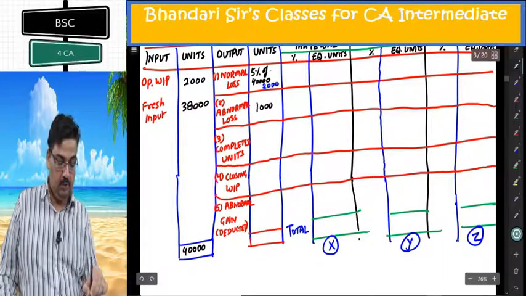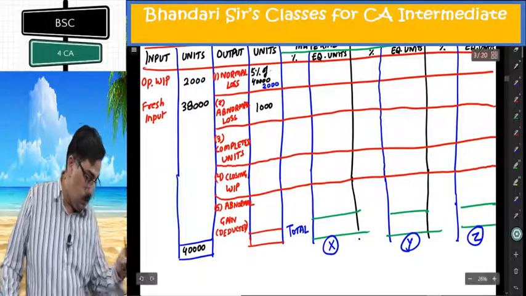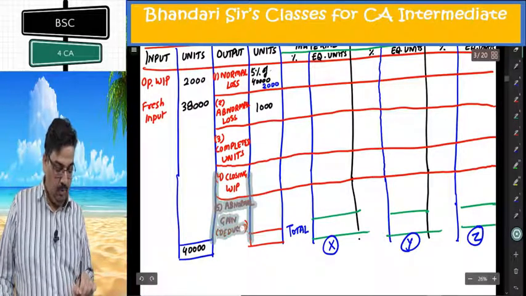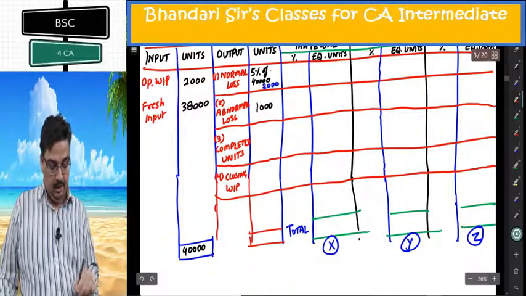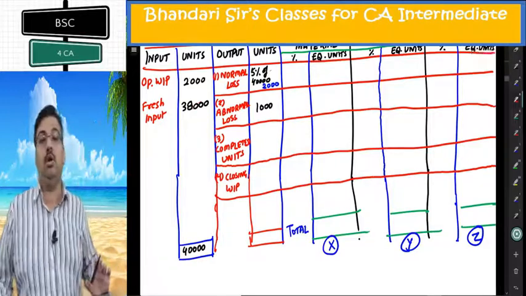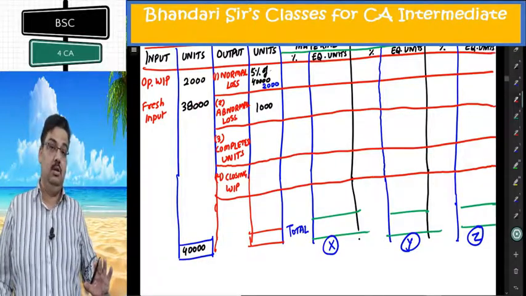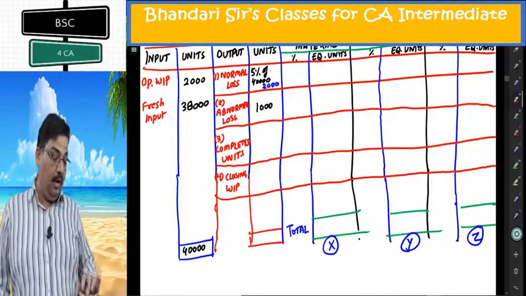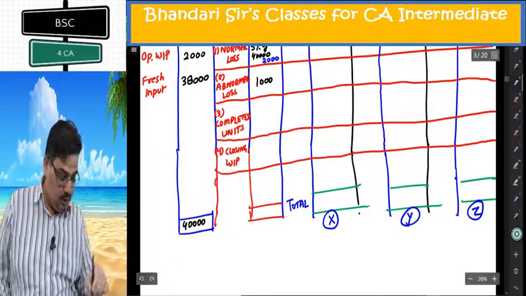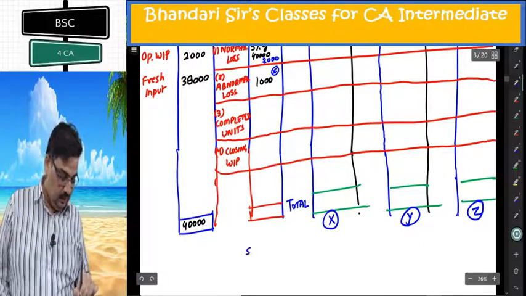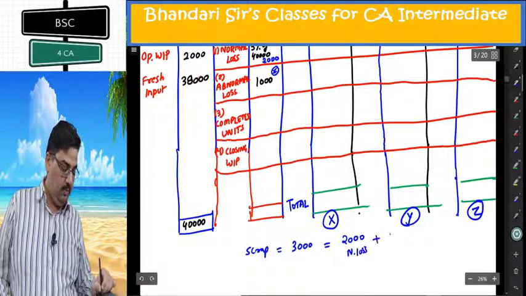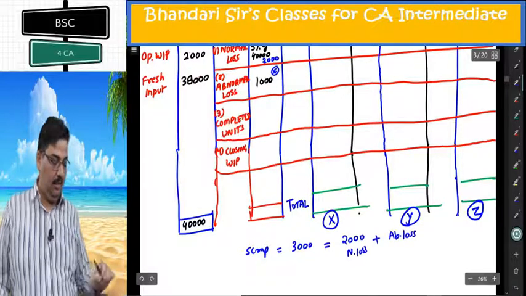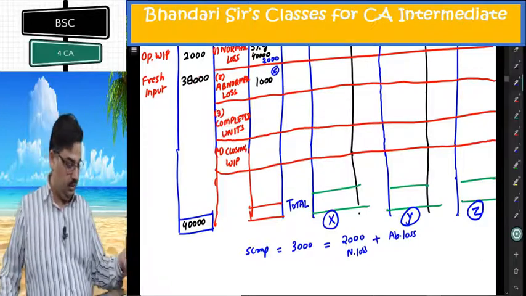Now scrapped units are 3000 and normal loss is 2000, means what is 1000? 1000 is abnormal loss. Now when there is abnormal loss, be sure there will be no abnormal gain. Abnormal gain will not come into picture, so I can omit that particular point. Abnormal gain and loss cannot coexist in a single process. Either abnormal gain or loss. How did I get 1000? I repeat, I show the calculation here. Scrap equal 3000 equal 2000 normal loss units plus abnormal loss. From there I get abnormal loss is balancing figure 1000 units.